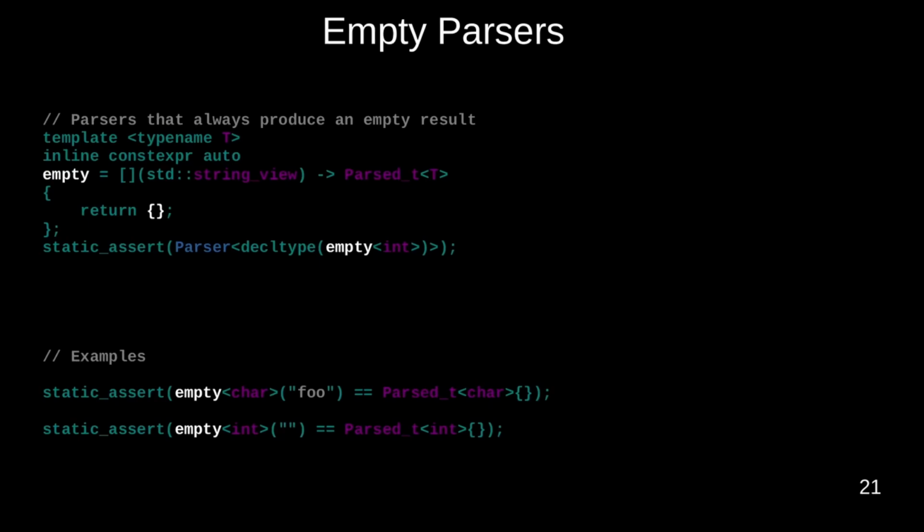That seems like the simplest thing you can do, but there's an even simpler thing you can do. You can just fail. So here's the empty parser. It just takes an input. We don't even need to name it because we're just going to fail.